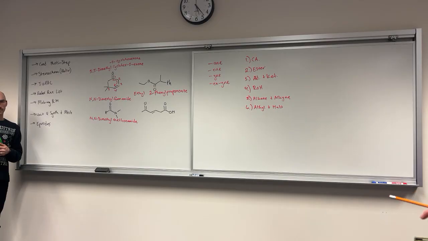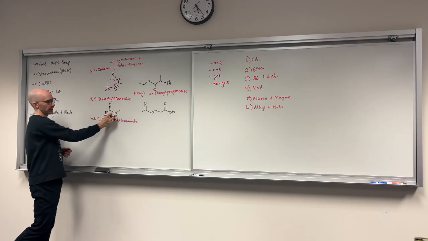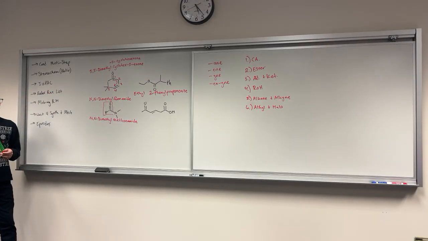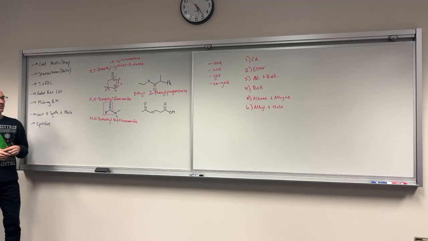Formamide is that H2O group? No. Or yes. Formamide would be if this was NH2. Form is this, just that one carbon carbonyl. So we can have formaldehyde, formamide, formic acid, formate.